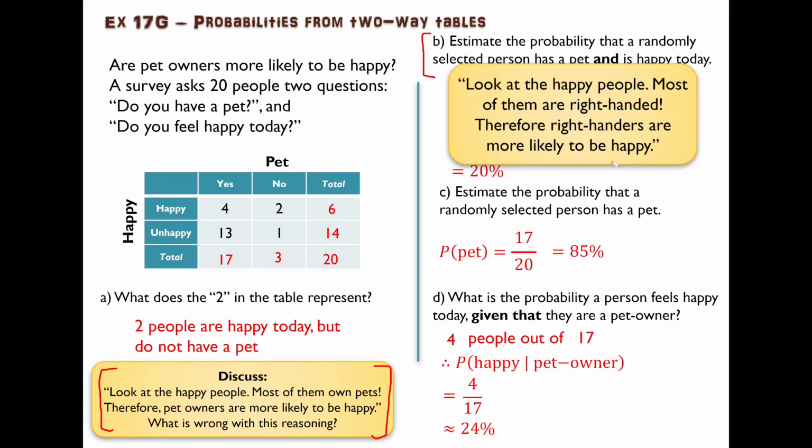Because most people in the world are right-handed. So of course, most happy people are right-handed. The way to get around that we don't cover much in Year 8, but if you're interested, the way we get around that is given that. Out of the pet owners, what percent are happy? Out of the non-pet owners, what percent are happy?